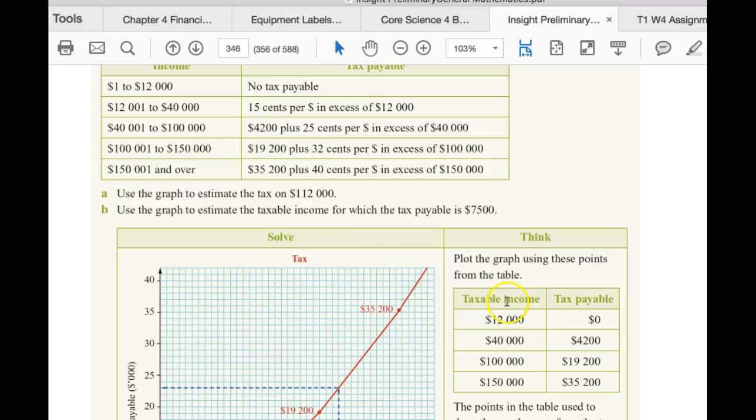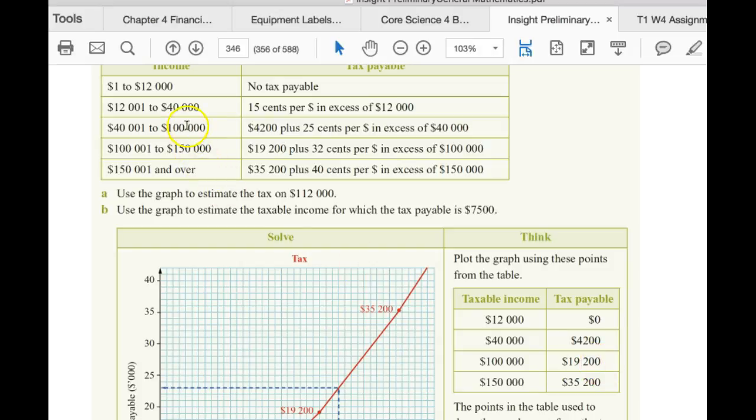So we make a little XY graph. We've got our taxable income, 12,000, 40,000, 100,000, 150,000. You can see we got them all from this column. And then our tax payable, up to 12,000, we have no tax. $40,000, the most you are going to be asked to pay is $4,200. And that's where we get it here in the next column, because this is where the next rate is going to start.